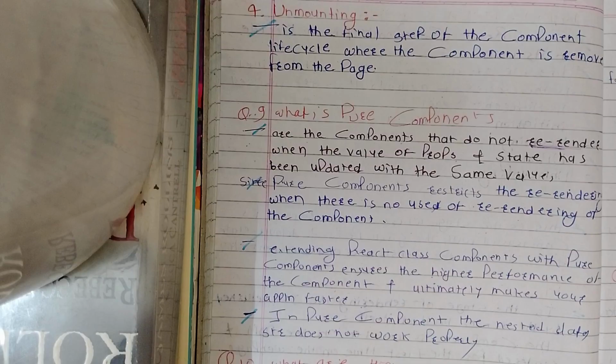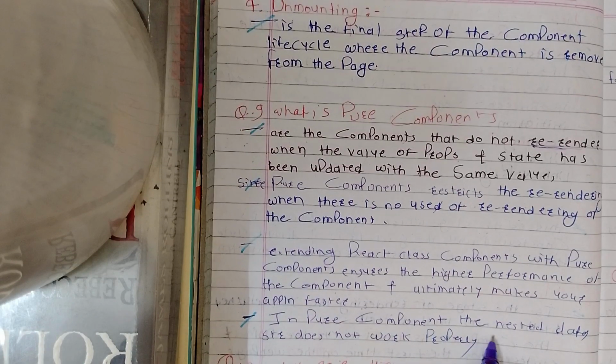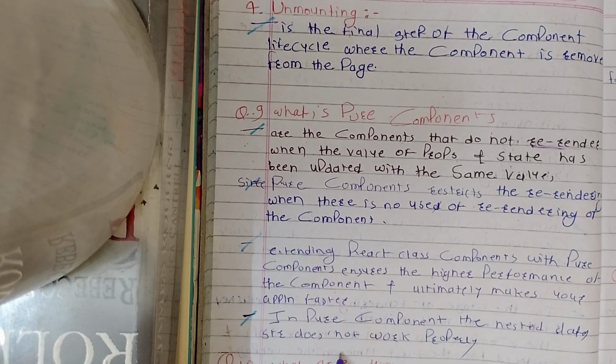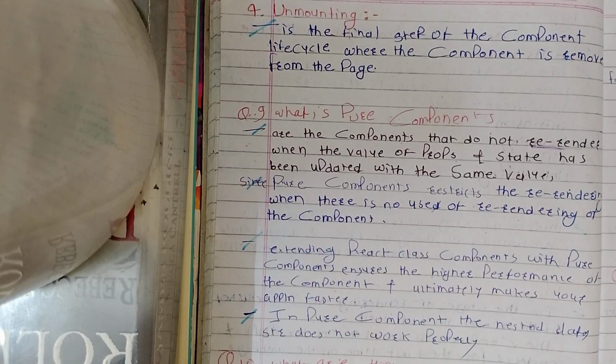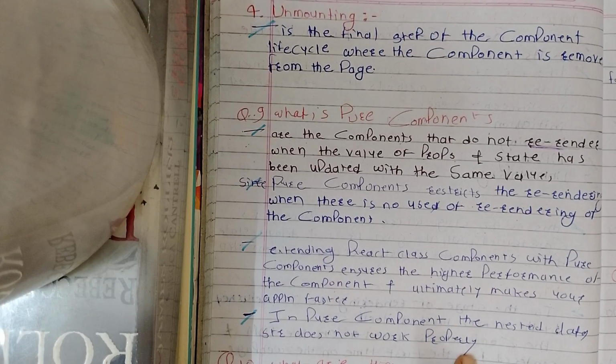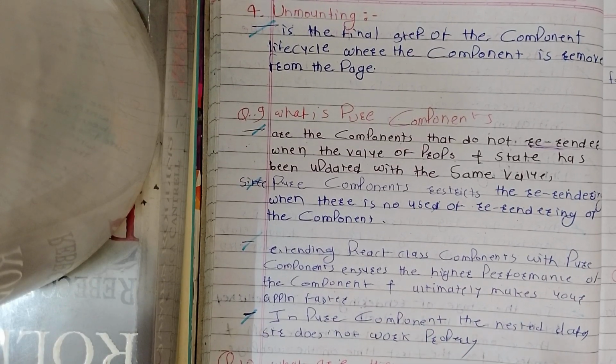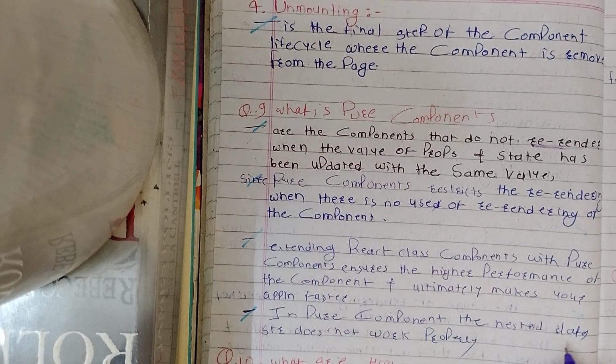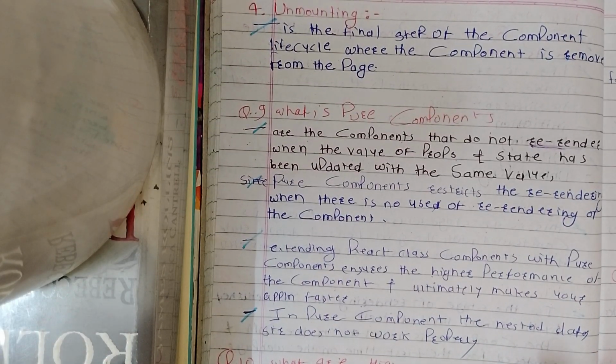Next, in a pure component, nested data structures do not work properly. They are pure and do not re-render again and again. For that reason nested data structures do not work properly, because it doesn't render multiple times.